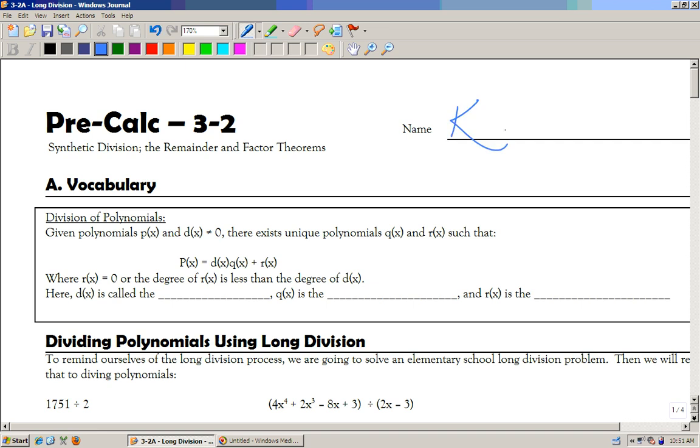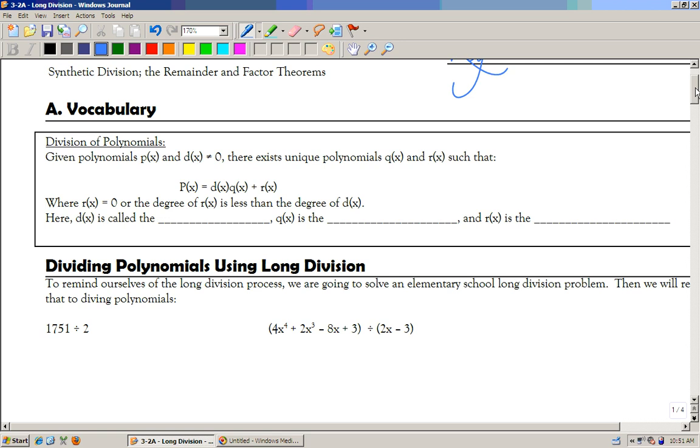Okay guys, we're going to talk about long division today in the first part of section 3.2. When you're dividing polynomials, you're going to have p of x equals d of x, which is called the divisor, q of x, which is called the quotient, and r of x is called the remainder. And when you multiply it all back together, if you take the divisor and multiply it by the quotient, you get the original polynomial plus a little extra left over for the remainder.